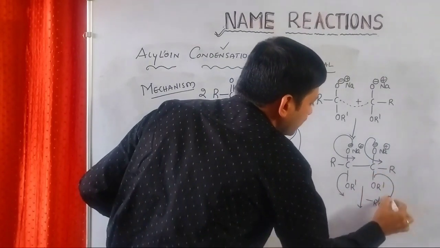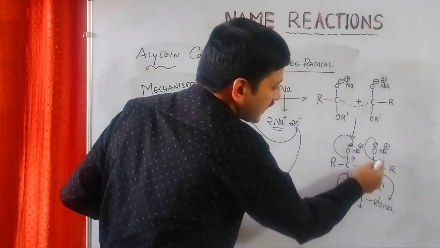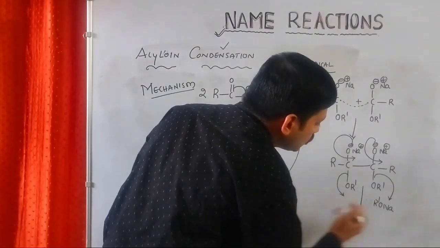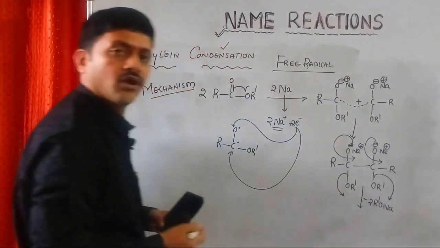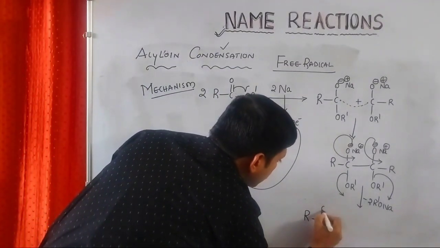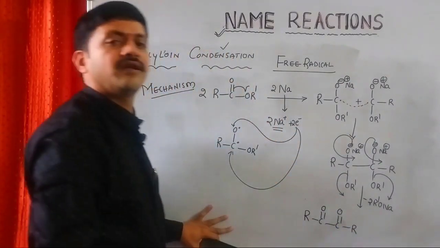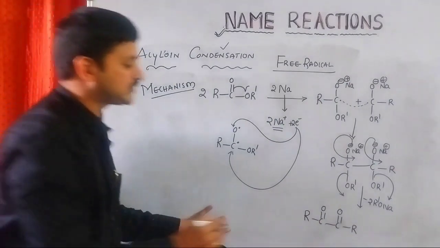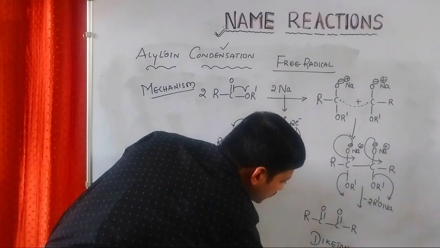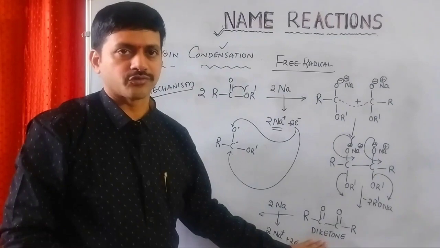Here also a similar situation: O minus forms a pi bond and OR dash minus will be removed. This OR dash minus and Na plus form another molecule. That's why here we are observing what? 2 moles of R dash ONa. We can write the molecule RC double bond O, C double bond O, R. This is an intermediate in this particular reaction. This is what we call a diketone. 2 ketonic groups are present. That's why this is the diketone. The diketone is the intermediate in this transformation.